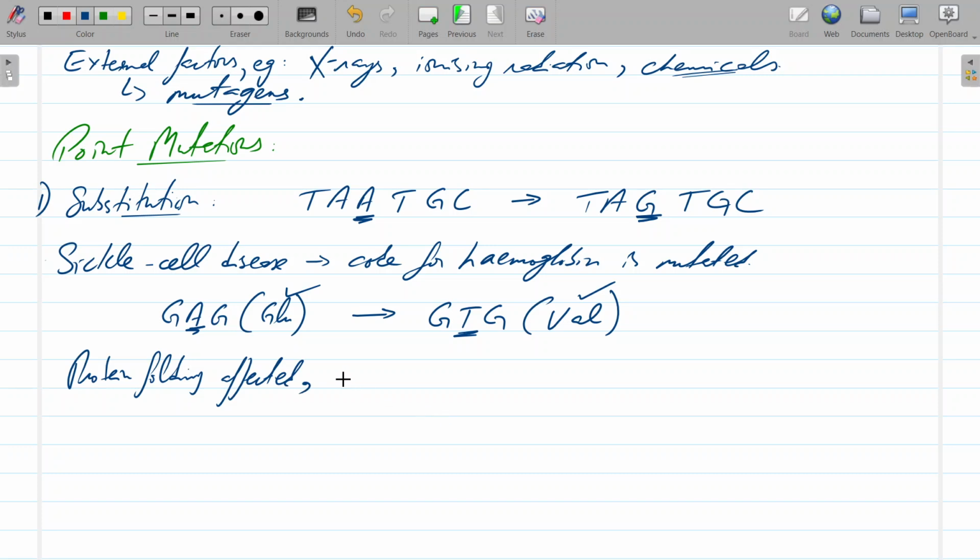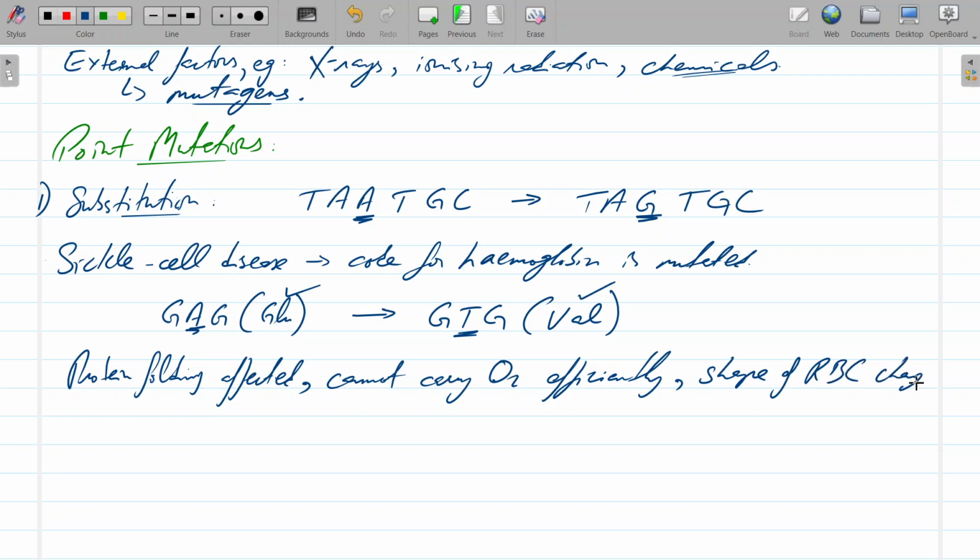And it cannot carry oxygen efficiently. Right? The shape of the red blood cell changes, and they tend to clump together. So there's a danger of blood clots and all of that. And it is life-threatening, right? The condition is life-threatening.